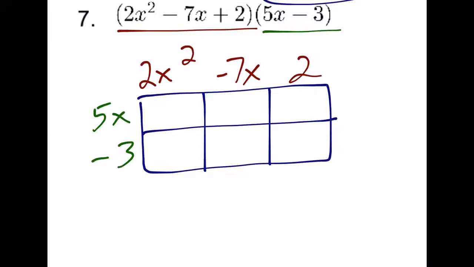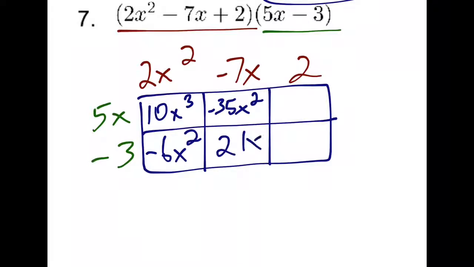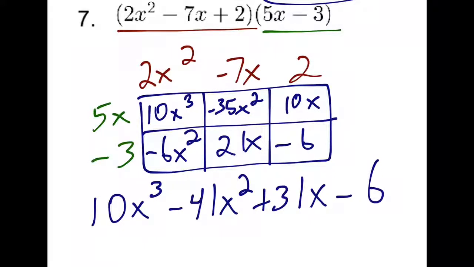When I multiply row by column, 5 times 2 gives me 10. And let's add all of the exponents. 2 from x squared, 1 from x, 2 plus 1 gives me 3. This should be 10x cubed. This gives me negative 6x squared. This gives me negative 35x squared because I take 1 plus 1 when I multiply the x's to get 2. This gives me 21x, 10x, and negative 6. When I combine the like terms that are on these diagonals, I end up with negative 41x squared and 31x.